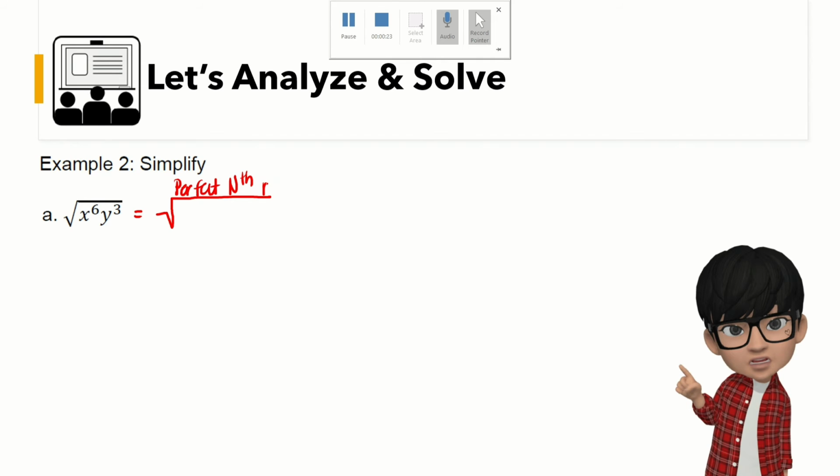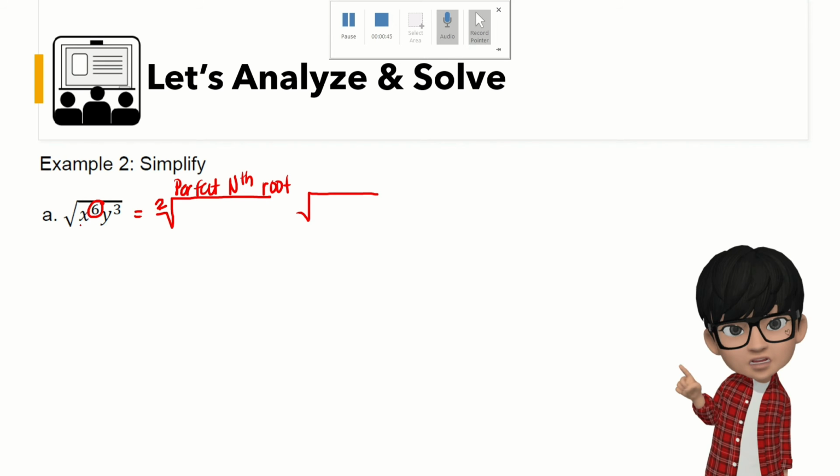Okay, this one is the perfect nth root. And the next one is the group which is not a perfect nth root. How are we going to determine if that's a perfect nth root? First, we need to identify the index. So the lowest index in a radical sign is 2. So make sure that the power is divisible by 2.